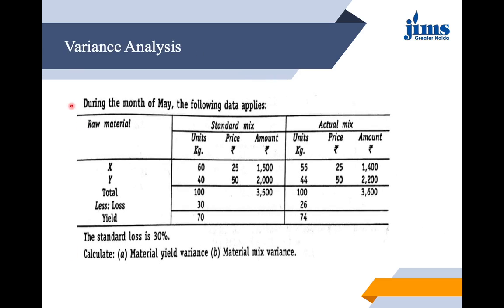Now let us see a question. During the month of May, these are the materials that are provided to us. X and Y are the materials. The total loss is given and the yield is given. This is the standard and this is actual. Actual is again somewhat positive or negative. Somewhat positive because units used are less and the yield is appearing to be more. Let us see. The standard loss is given as 30%. Material yield variance and material mix variance are what we need to find out.